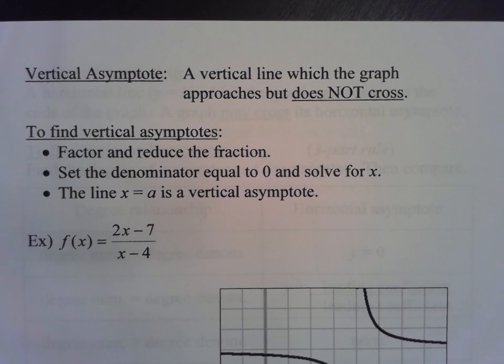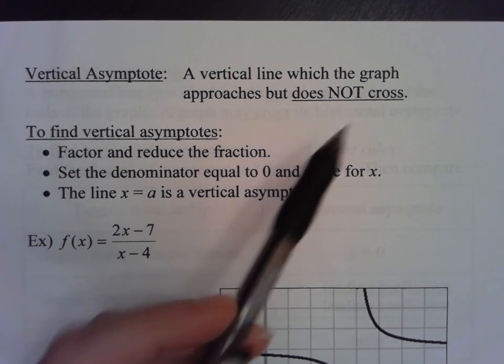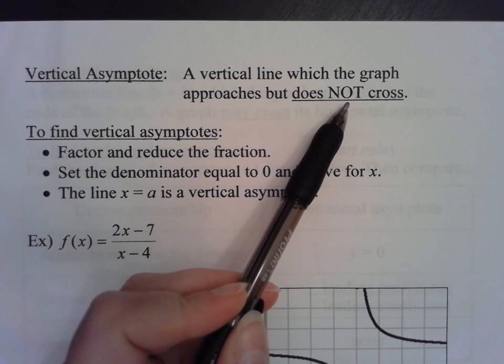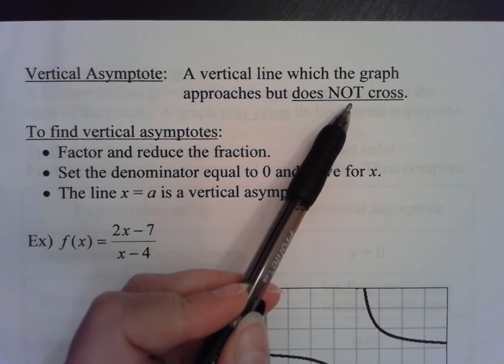So the vertical asymptote is a vertical line which the graph approaches but does not cross. It does not cross it because this is the place where the denominator would be 0, and we said that the fraction is not defined at that spot. So it's never going to cross the vertical asymptote.